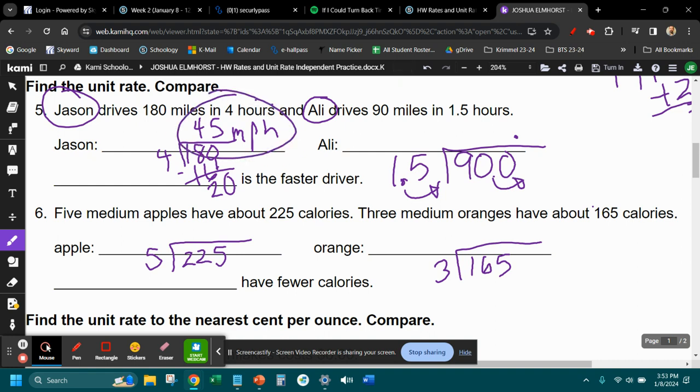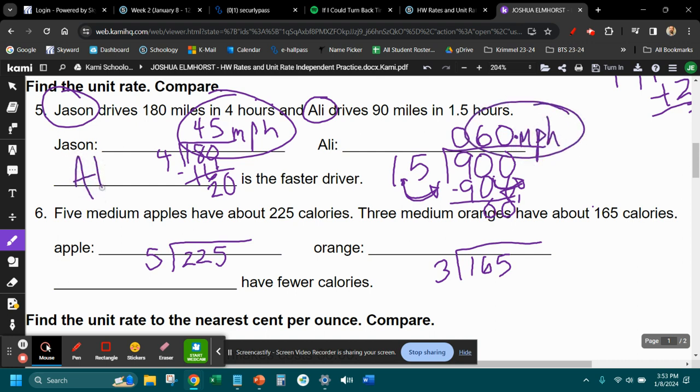And then Allie, we move this over to make a whole number. Move that over to keep it in the same place value. So 900 divided by 15 will give us our answer. 6 times 15 is 90. Bring the 0 down. 15 goes into 0 0 times. So Allie is driving faster at 60 miles per hour.